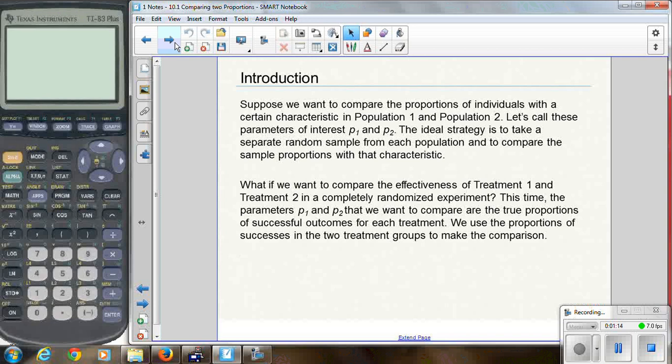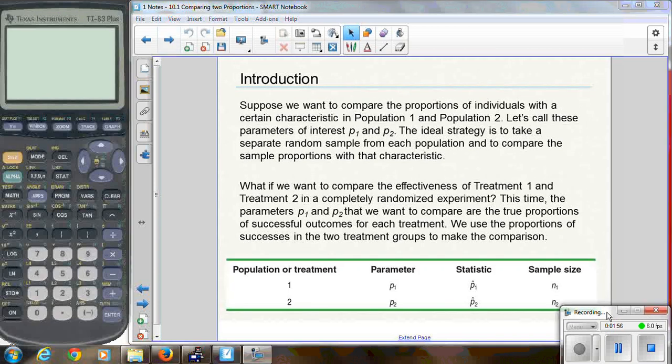I don't know if this is in the notes or not, but suppose we want to compare the proportions of individuals with a certain characteristic in population 1 and population 2. If we call those parameters p sub 1 and p sub 2, then we've identified the parameter for each population. The ideal strategy is to take a separate random sample from each population and then to compare the sample proportions with that characteristic. What if we want to compare the effectiveness of treatment 1 versus treatment 2 in a completely randomized experiment? This time p1 and p2 represent the true proportion of successes or outcomes for each of the treatments. Again, we can use the proportions of successes in the two treatment groups to make comparisons.